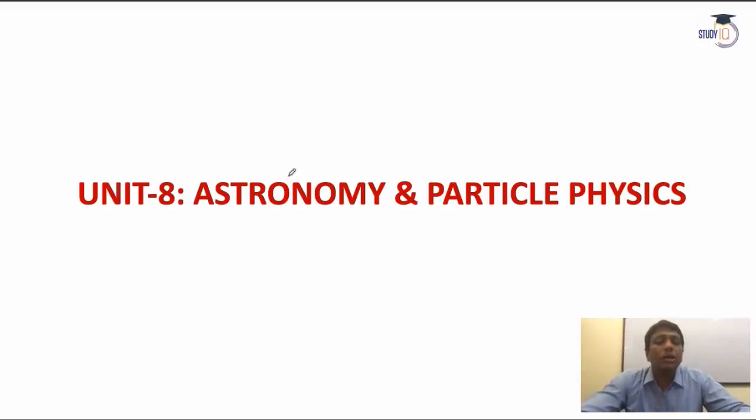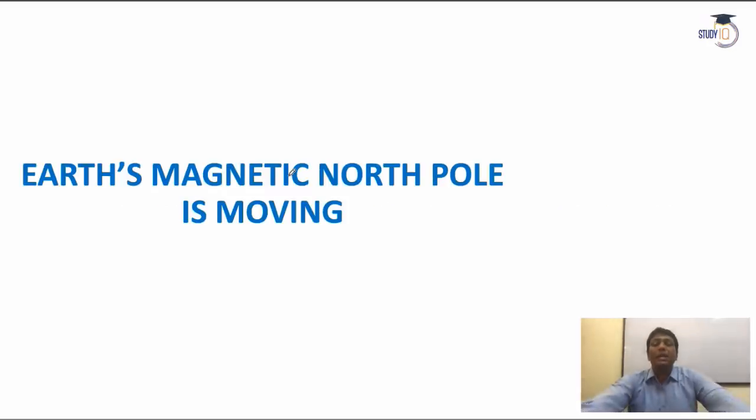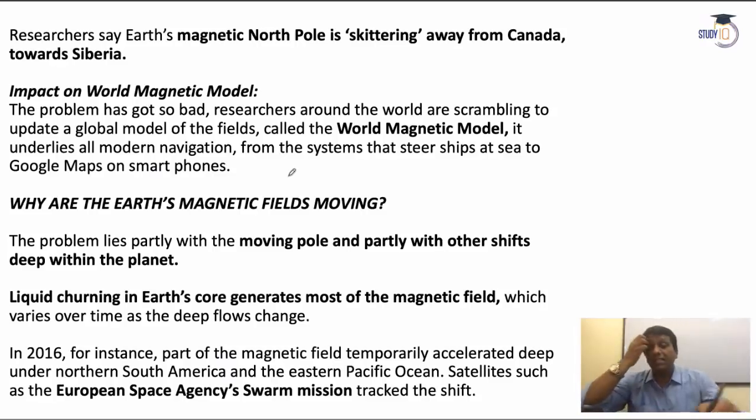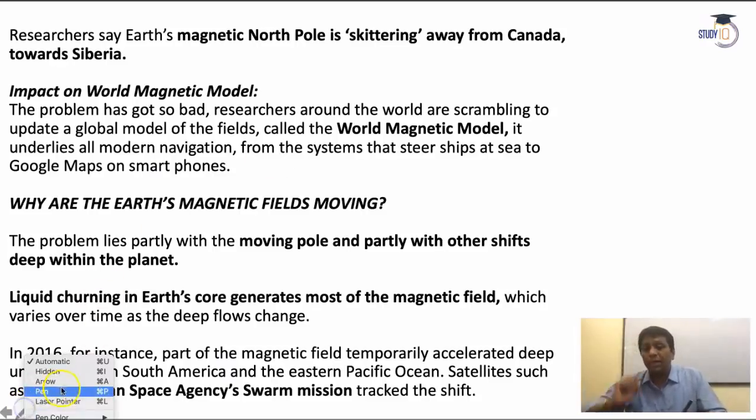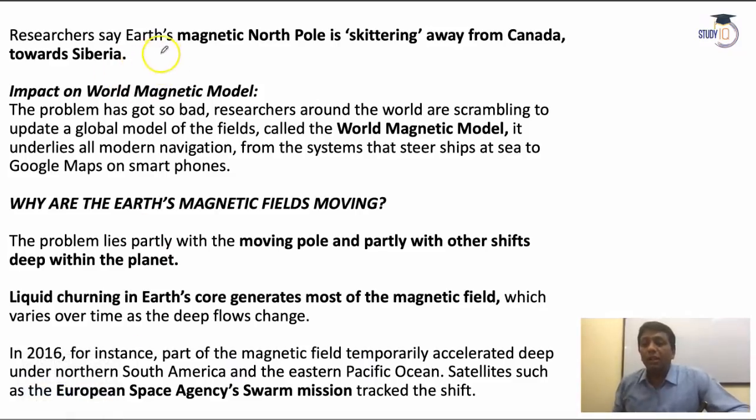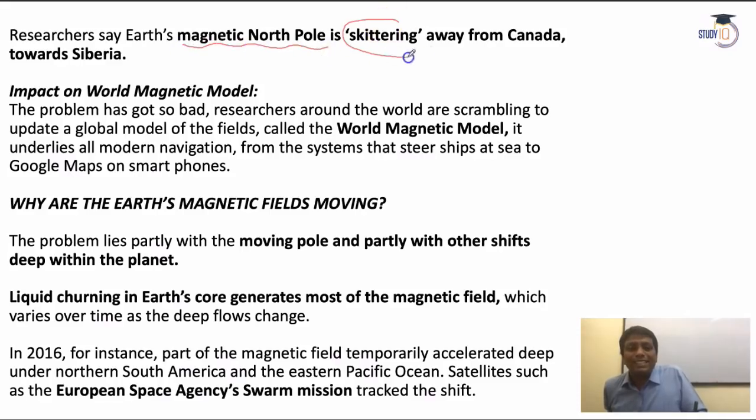Here you should know some objectives, guys, which are very important, about the shifting of magnetic fields. The Earth's magnetic north pole is moving. What is the Earth's magnetic north pole and what about its movement? That is in the news, guys. For the last 20-30 years, scientists have done a lot of research work, and the researchers say the Earth's magnetic north pole is skittering away from Canada towards Siberia.